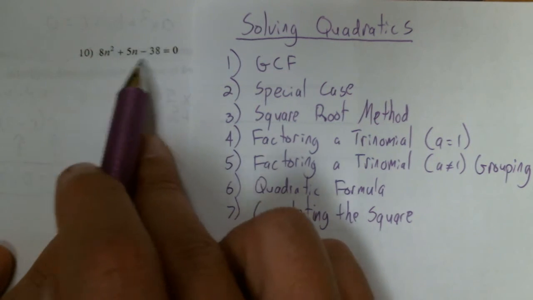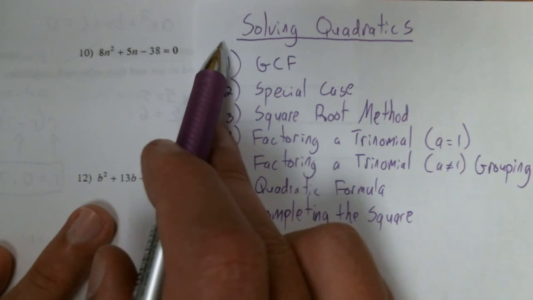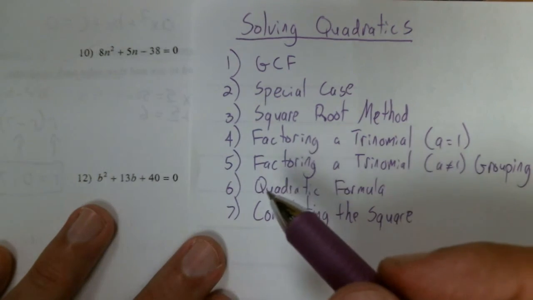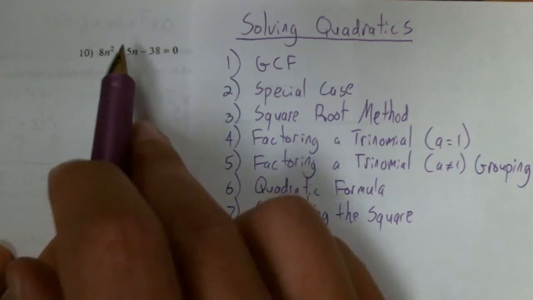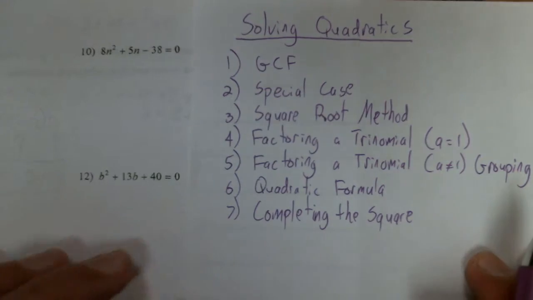Okay, now I'm looking, these are some pretty big numbers. If I were to do 8 times 38, that's going to give me some huge number. So in my opinion, this would be a great candidate for the quadratic formula. Don't try to complete the square when that guy is not a 1. Okay, it gets really, really nasty. All right, so I'm going to use the quadratic formula.